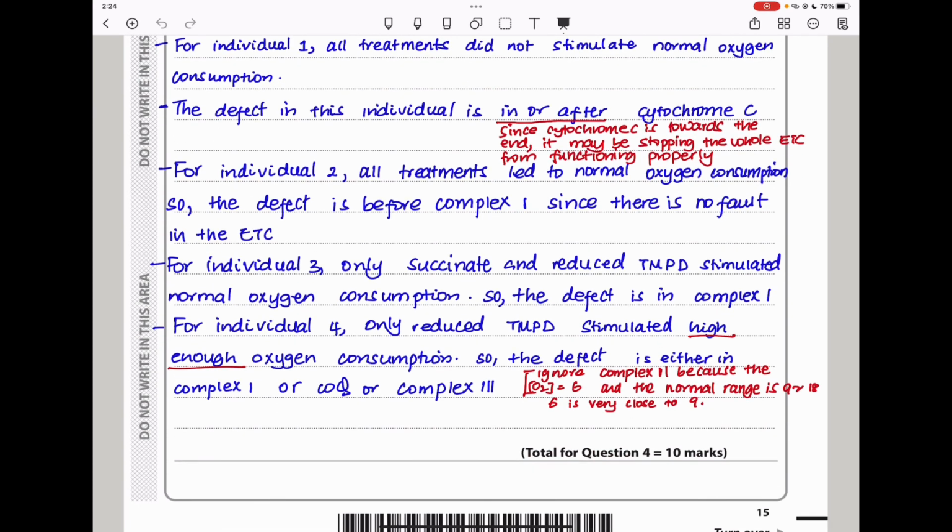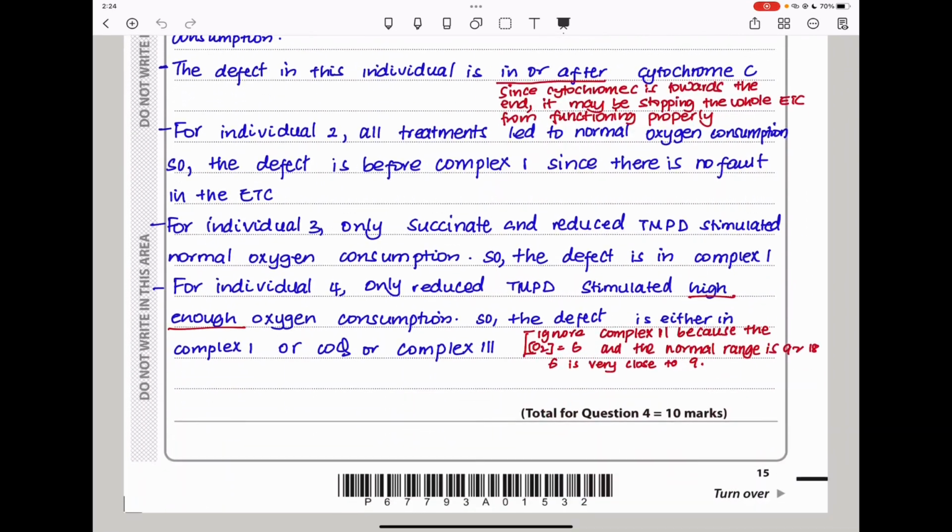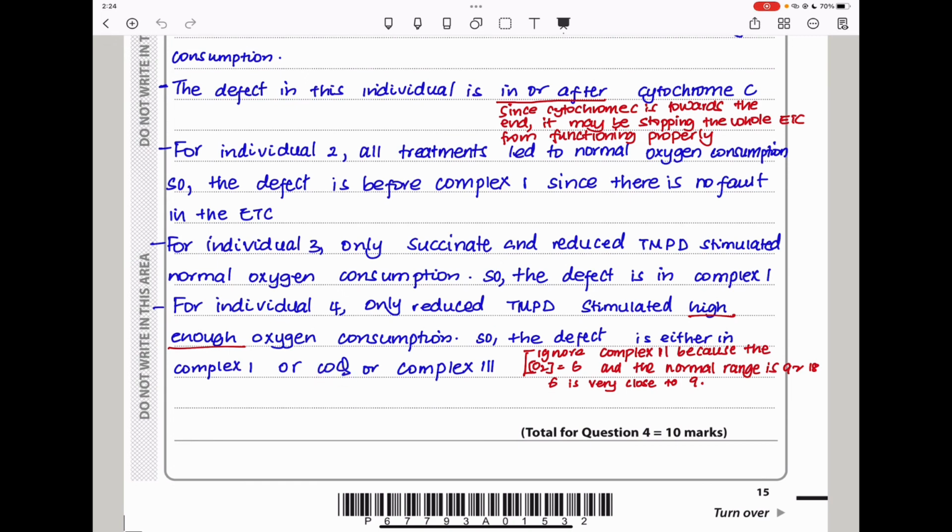And lastly, we go to individual 4. Only reduced TMPD stimulated high enough oxygen. Remember, this was 40. It was not within the range, but it was closer. So they have almost no more oxygen consumption. So this means that effect is either in complex 1, or it can be in COQ or in complex 3. If this is not working well, the problem could be here, it could be here, or it could be here. So that is why I said for individual 4, they will have the problem in that, or that.